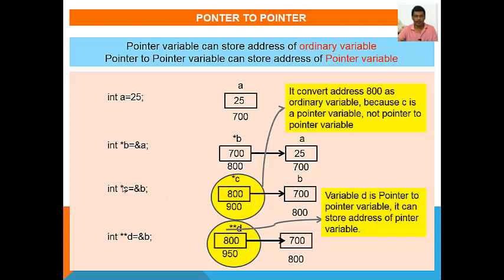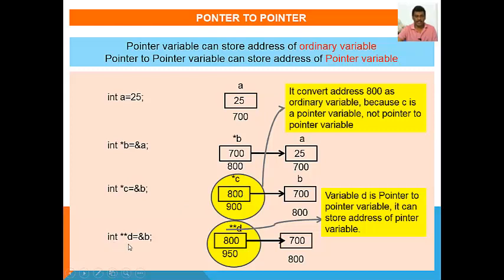It is converted into the address of an ordinary variable, because c is a pointer variable. It can hold only the address of an ordinary variable. It cannot hold the address of a pointer variable. If we try to assign the address of a pointer variable, it converts to an ordinary variable address. So here 800 is an ordinary variable address.